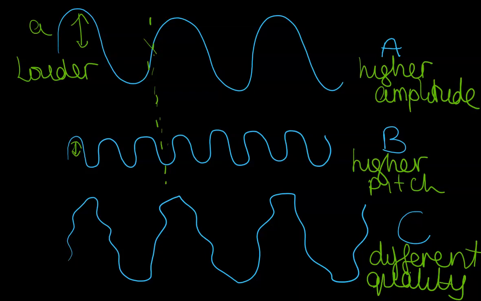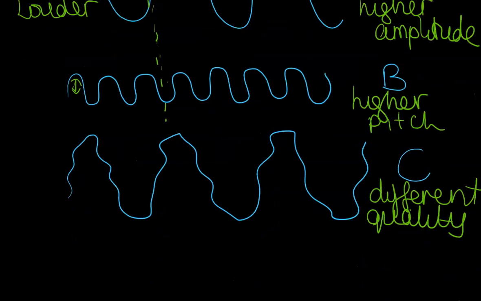Now C talks about quality, and when we talk about how a sound wave is produced, it is the integration of many individual sound waves, and that is what constitutes an overtone, and it talks about quality. So quality is related to overtones, which in a larger sense speaks about the integration of multiple individual sound waves.